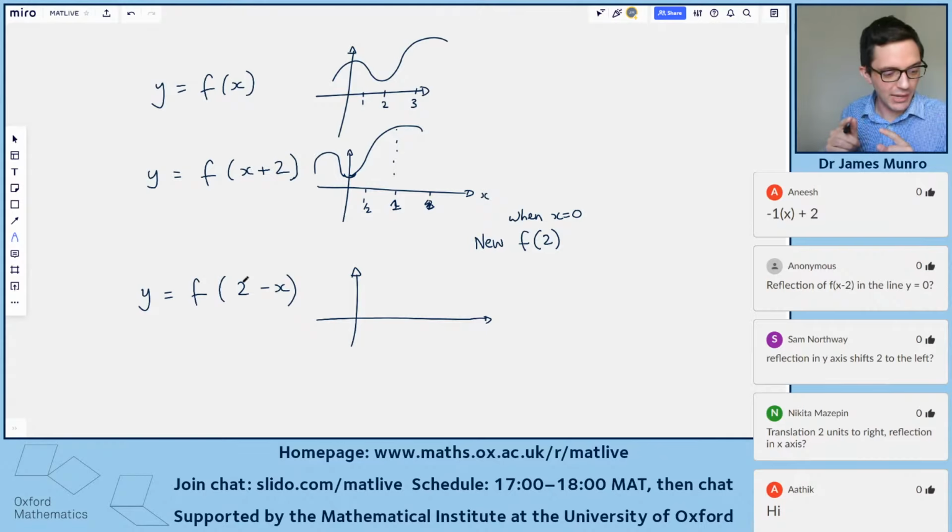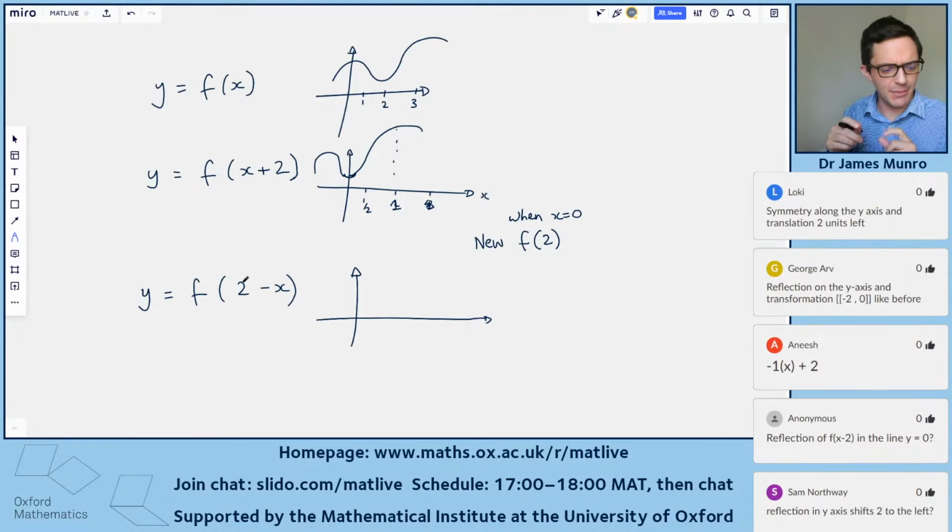Symmetry along the y-axis. Does along the y-axis mean up and down? I'm a bit worried about that. Oh, symmetry as in reflection. Be careful, when you say symmetry, there are lots of symmetries you might mean. I think you mean reflection, but you should probably say reflection rather than a rotation symmetry or some weird shear symmetry.